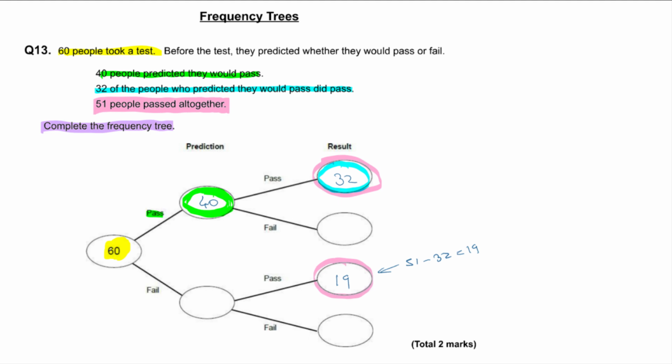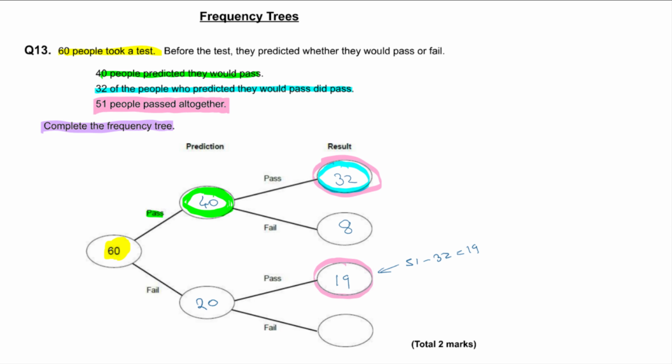Okay, right, let's have a look at the first row then. I've got 60 people altogether, and I know of those 60 people, 40 predicted they would pass. Now that means the remainder, which is 60 minus 40, 20 of them must have thought that they would fail, mustn't they? Because 40 and 20 makes 60. Doing the same thing for those who thought they would pass and then went on to pass or fail. Of those 40, 32 actually did pass. So the difference between 40 and 32, which is 8, must be the number of people who thought they would pass but then actually failed, because 32 plus 8 is 40.